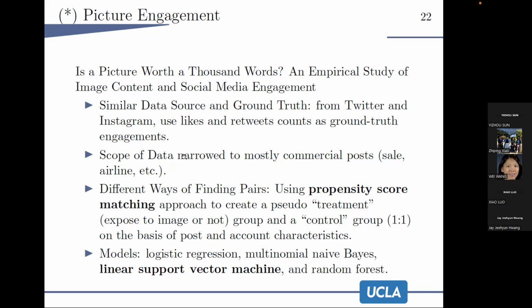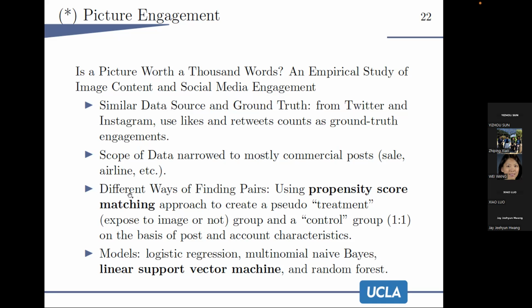And in this picture engagement work, they narrow down the scope of the data to mostly commercial posts, like sales of cars and airlines, etc. They have to do this because they are focusing on pictures, and not everyone is that enthusiastic about posting pictures, but when people are trying to sell something, they usually do.